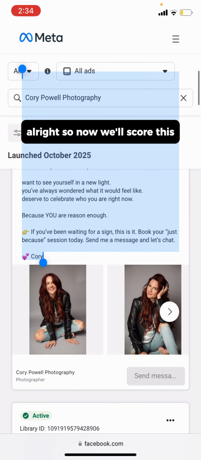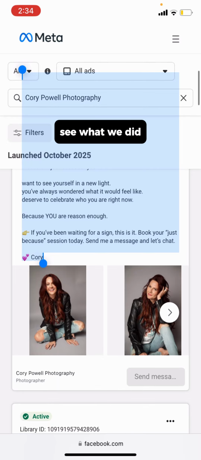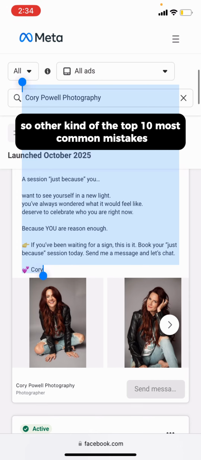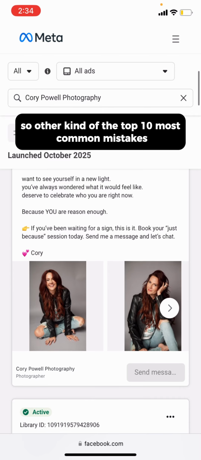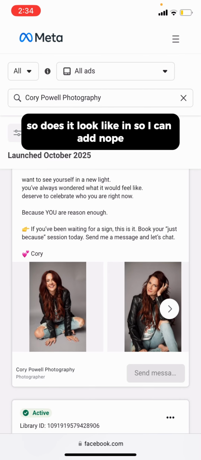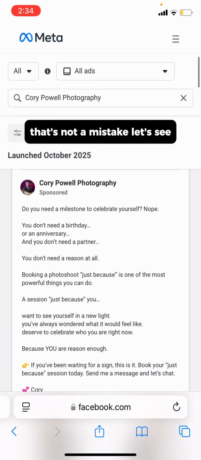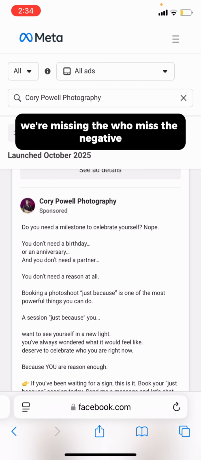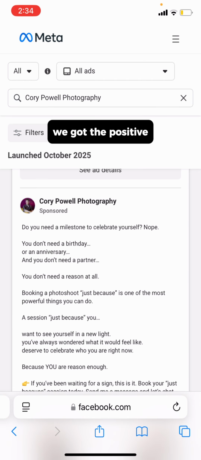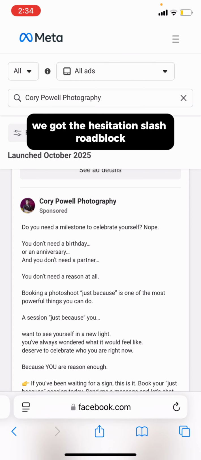All right, so now we'll score this, see what we did, and compare it to the rest of the boudoir industry. So kind of the top 10 most common mistakes. Does it look like an ad? Nope, that's not a mistake. Let's see, we're missing the who, missing negative. We got the positive, we got the hesitation / roadblock.